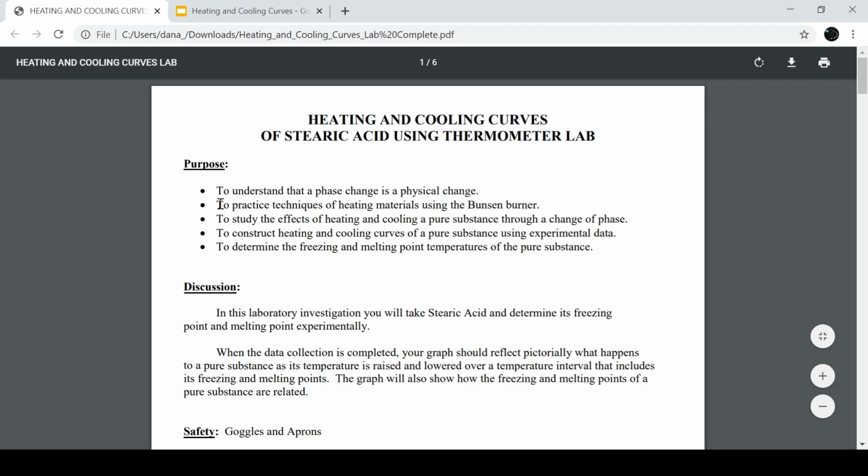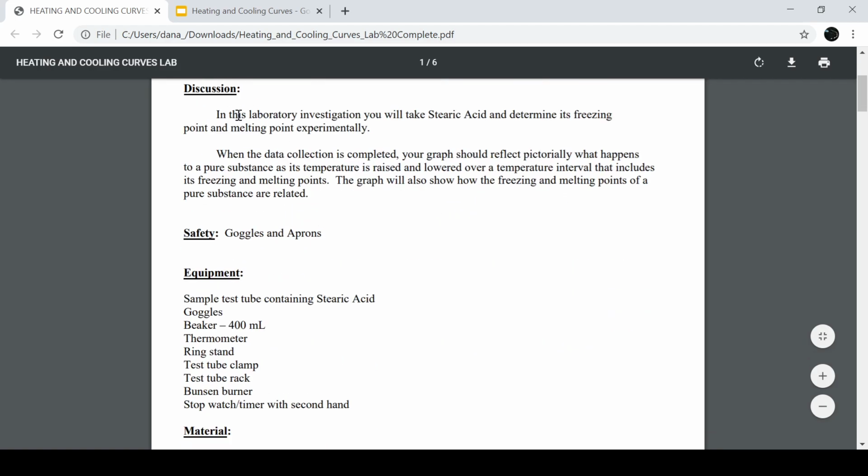We're going to be using hot plates instead of a Bunsen burner for this one, because the hot plates end up giving a little bit more constant temperature to our beaker. And we're going to go over a couple of the things that I want you to watch out for in this lab.